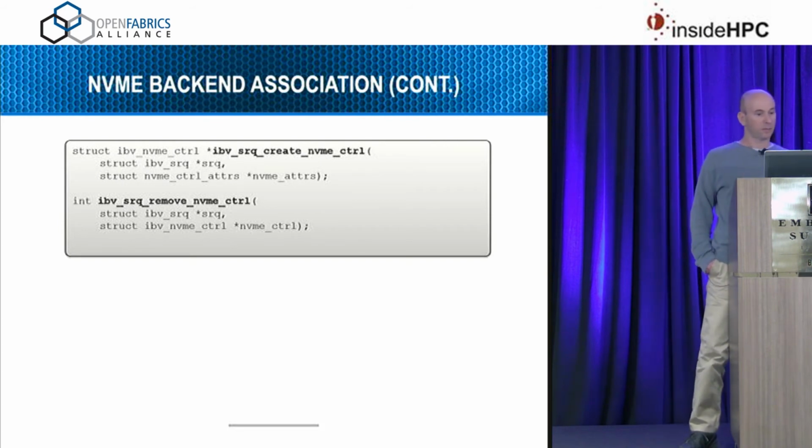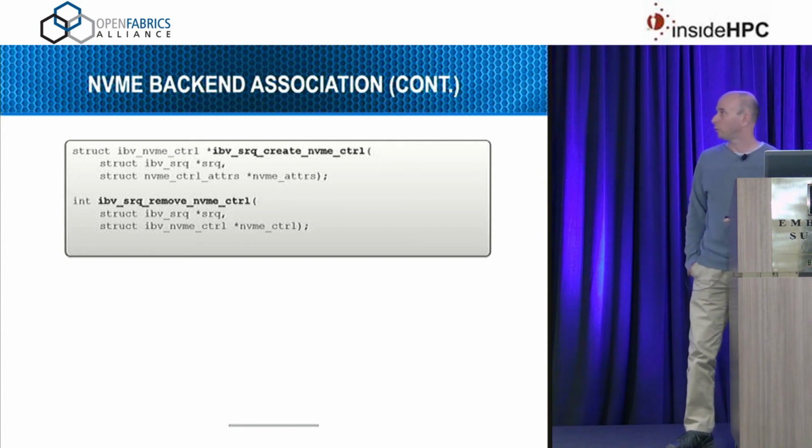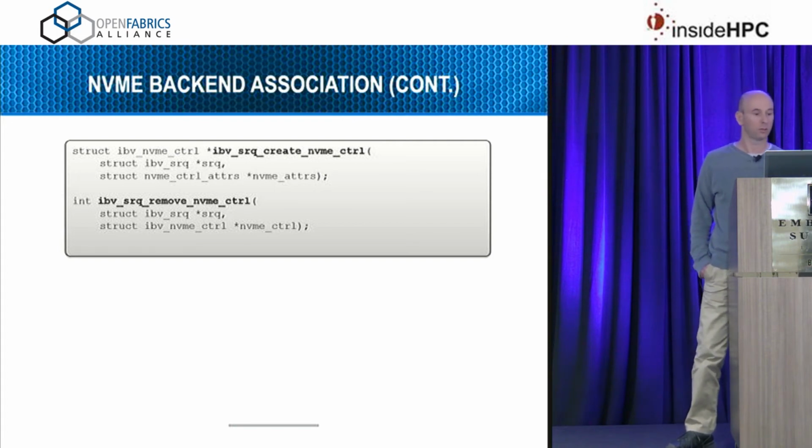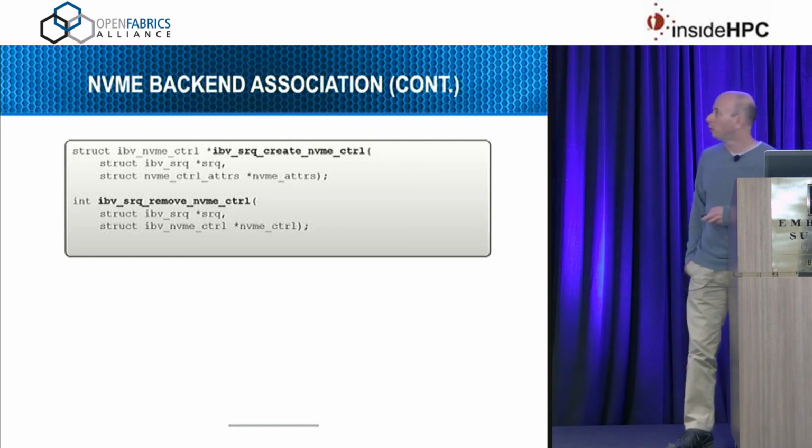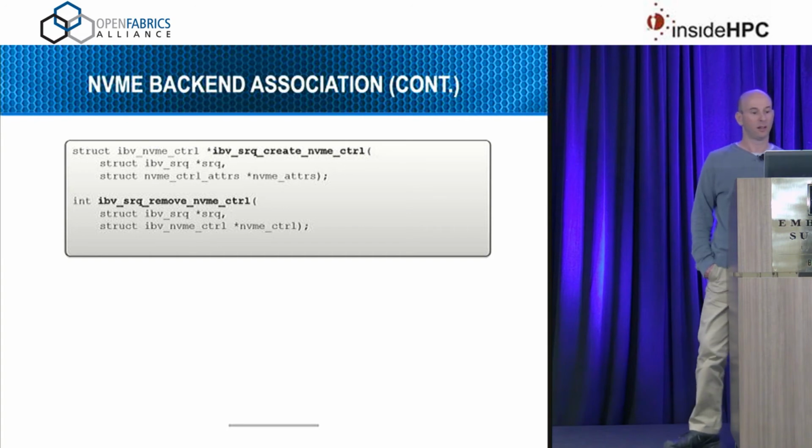Now we're going to talk about the actual association. So just two simple calls: once you have that structure filled out, you can create an NVMe controller. You specify the SRQ, which represents the NVMe front end. And now the hardware knows how to drive that IO submission queue and completion queue.